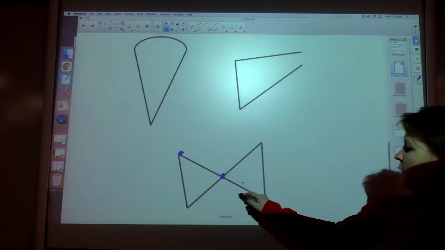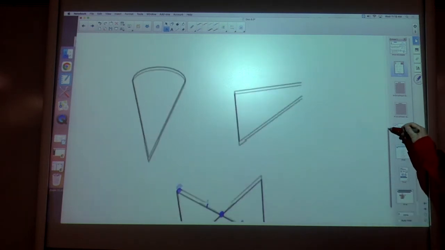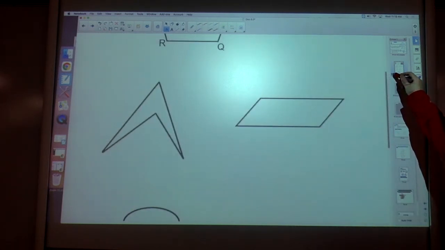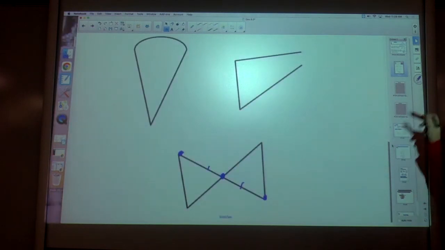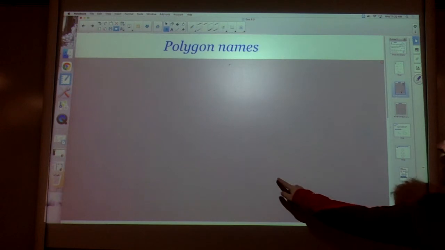So you can't count this as a side and this as a side. So know the difference between what is a polygon, those two both are. What's not a polygon, those three are not. All right, next up we're going to name our polygons.